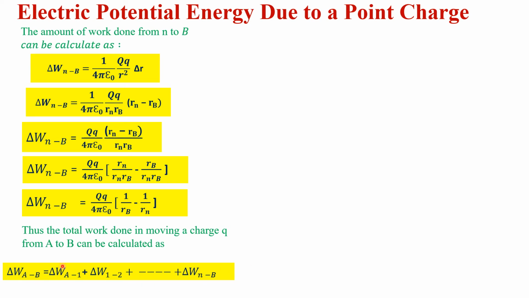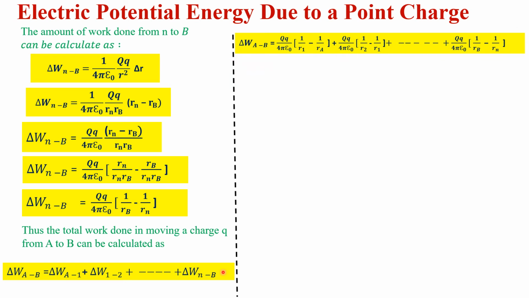So by summing up all the individual work done, we can get work done from point A to point B, that is delta W from point A to point B is equals to delta W from point A to point 1 plus delta W from point 1 to point 2 plus so on till delta W from point N to point B.